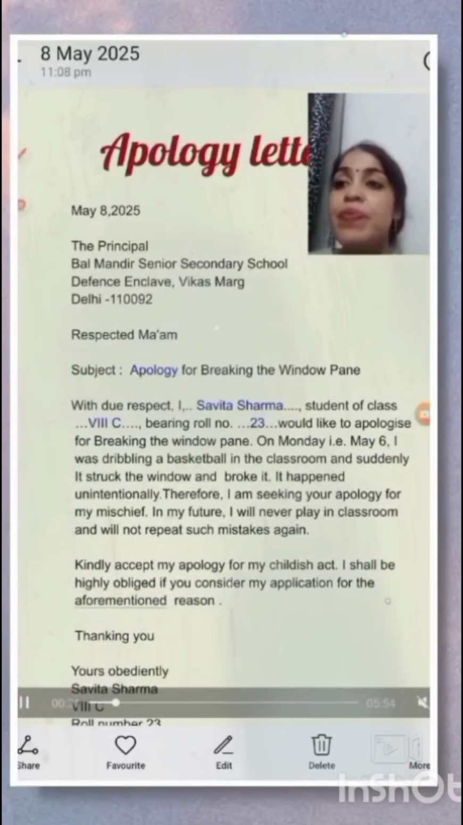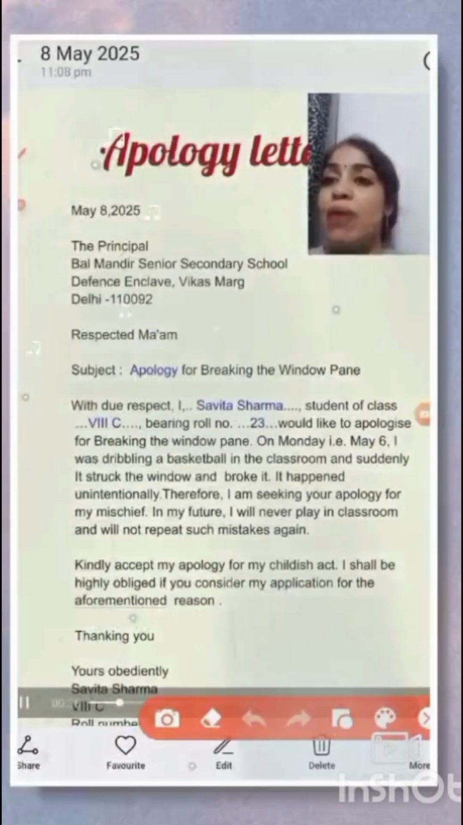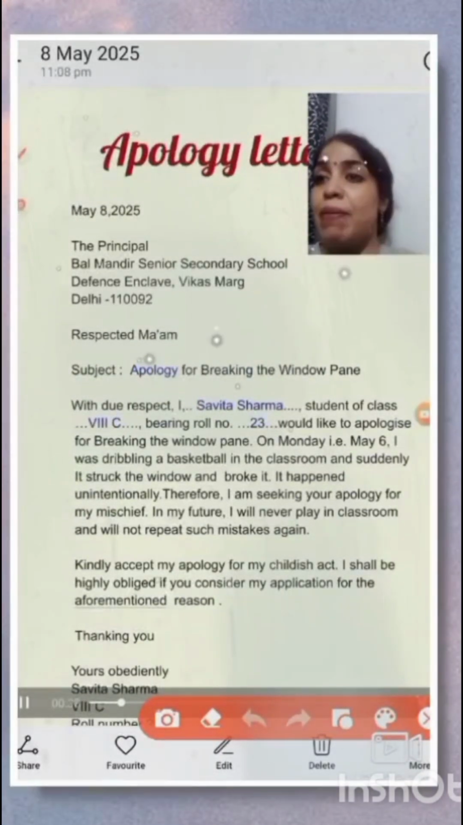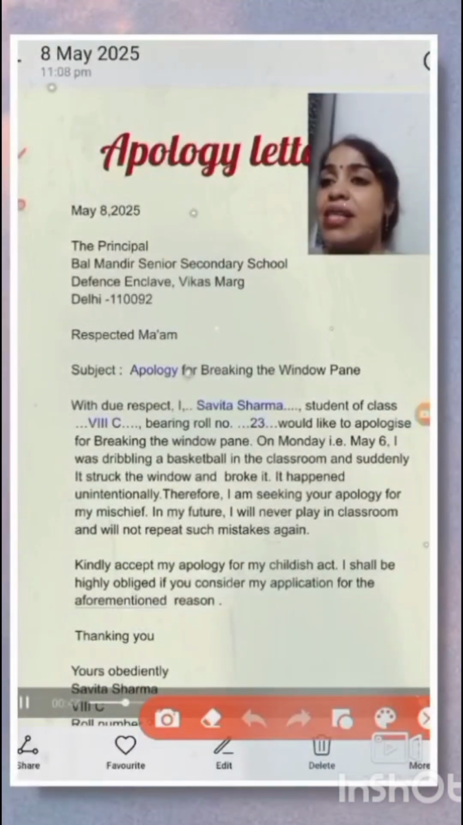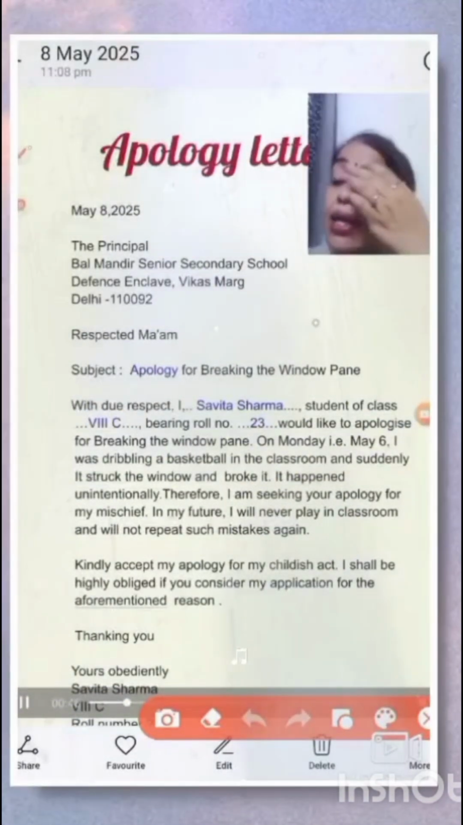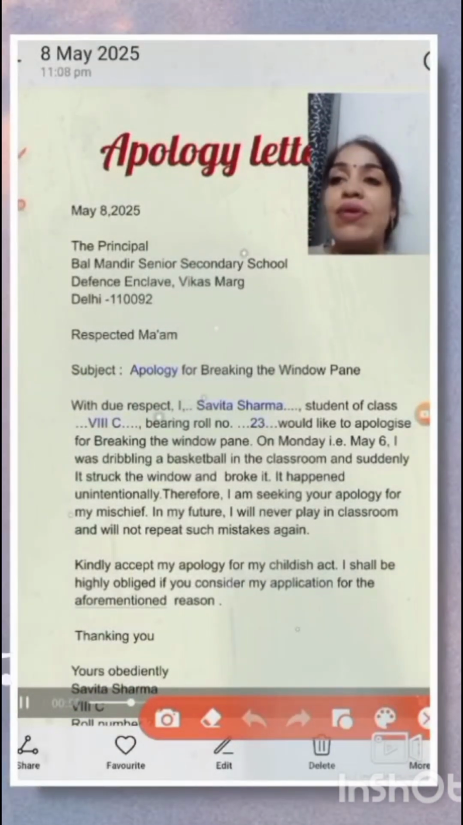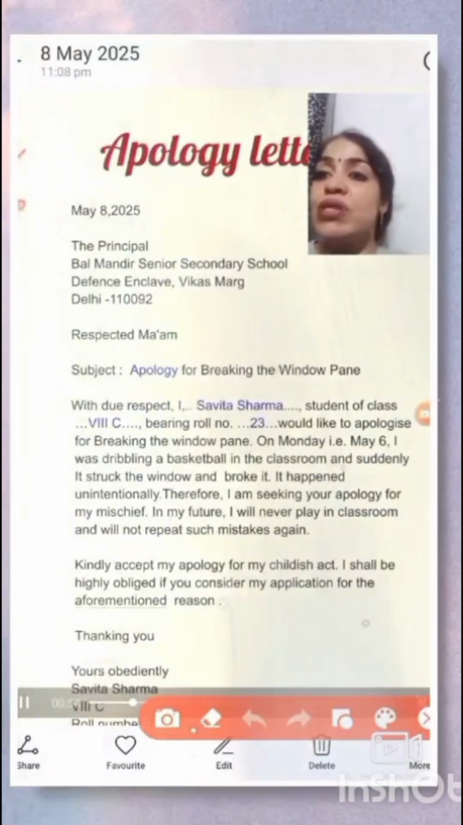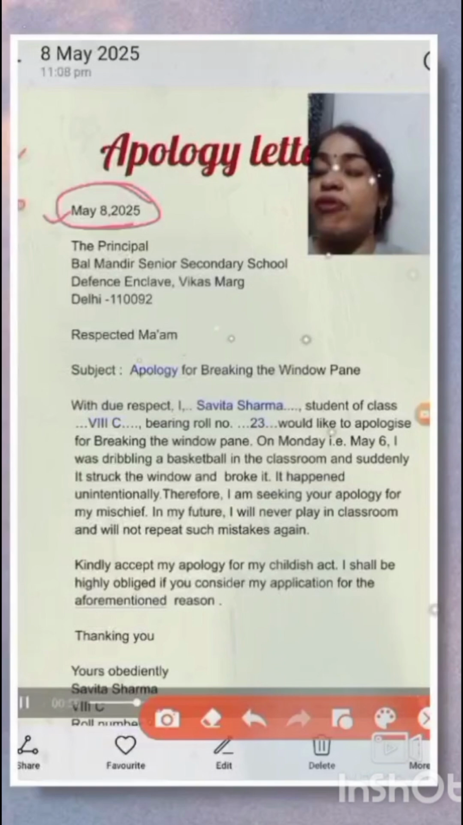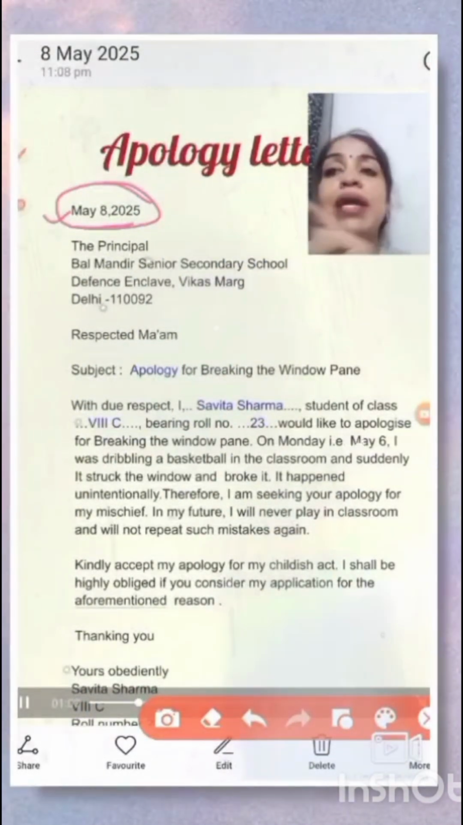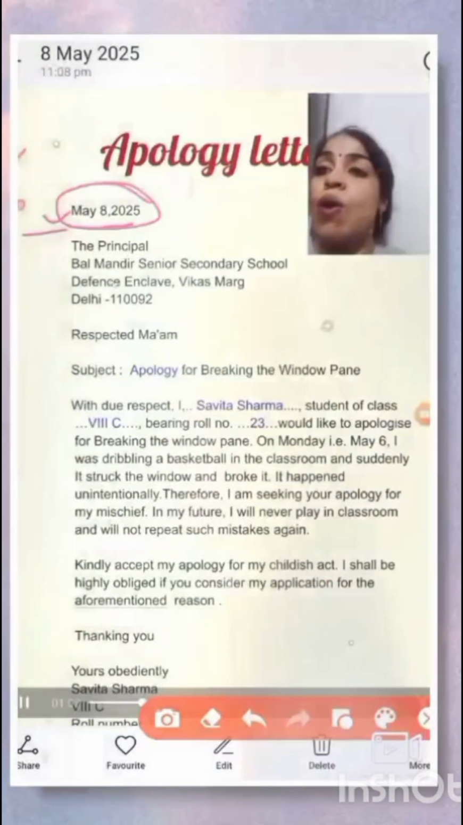So here you can see we are starting this application with the date, but all formal letters start with the sender's address. But we are not writing the sender's address over here. The reason behind this is that this application has been written by a student, and we already have students' records in our school, so their address is not required. So here we have to start the application with the date only, and you need to observe the format of the date. The date should be in alphanumeric format. After writing this date we have to leave one line gap.